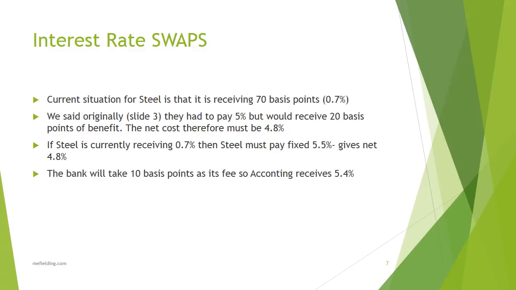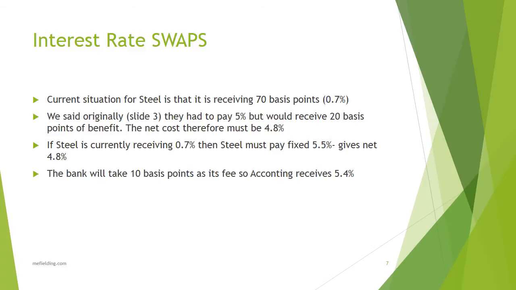Right, the 70 basis points is the fact that it's receiving LIBOR plus 90 from accounting, and it's paying LIBOR plus 20 out to its bank on its floating rate loan. The net effect, therefore, for steel is that it's receiving 70 basis points. Right, make sure you're okay with that. Stop the tape and have a look at that.